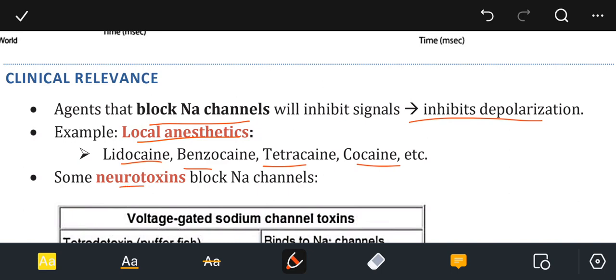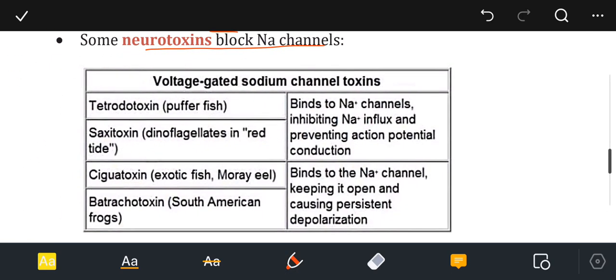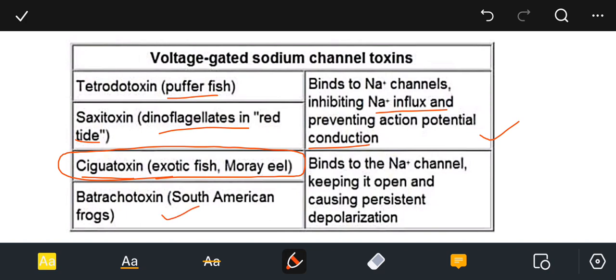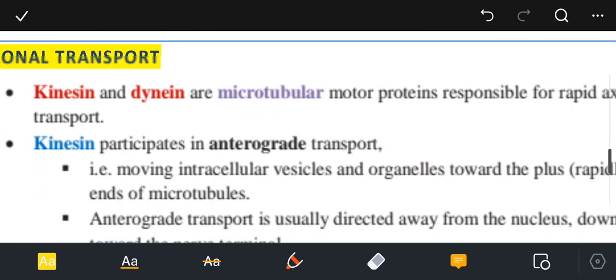Some neurotoxins also block the voltage gated sodium channels, right? These are some toxins which do that. Number one is tetrodotoxin, for example, from the pufferfish. Then saxitoxin, from dinoflagellates in the red tide. They bind the sodium channel, inhibiting the sodium influx and preventing the action potential conduction. Ciguatoxin, from exotic fish and moray eel, and batrachotoxin, from South American frogs, bind the sodium channel, keeping it open and causing persistent depolarization.